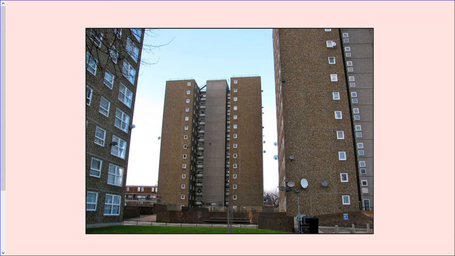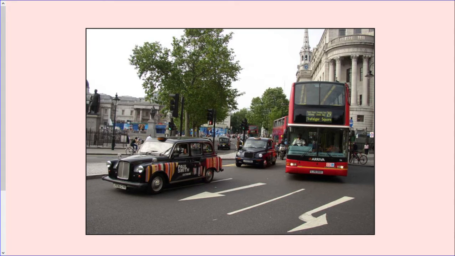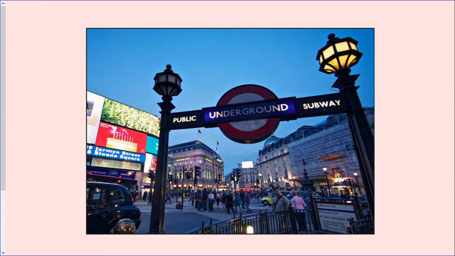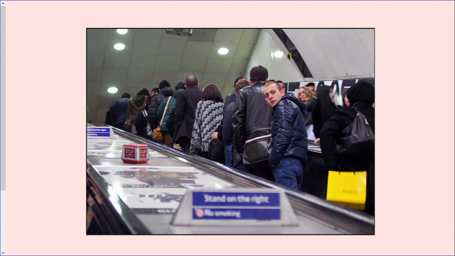I can see a tall flat block. Lots of people live in flats in London, just like in Manchester. I can see a bus and a taxi driving on the road. I can see a sign for the underground tube station. The tube is how many people travel around London. Have you ever been on a tube in London? I can see lots of people. London is a very busy city.